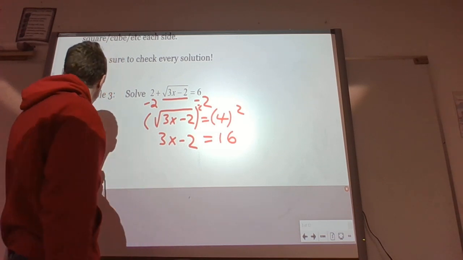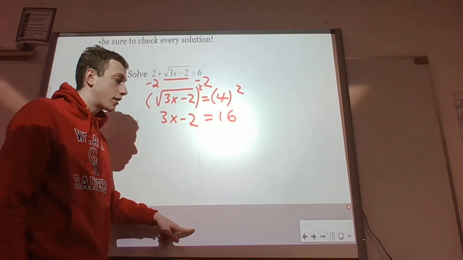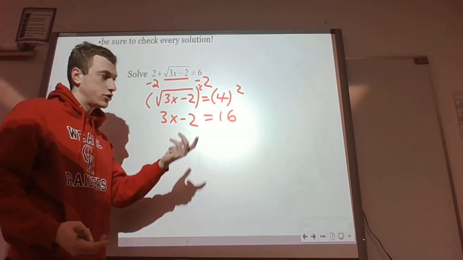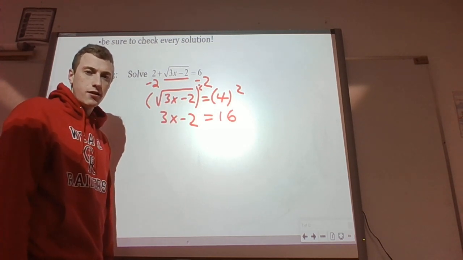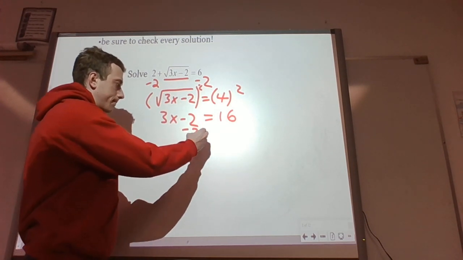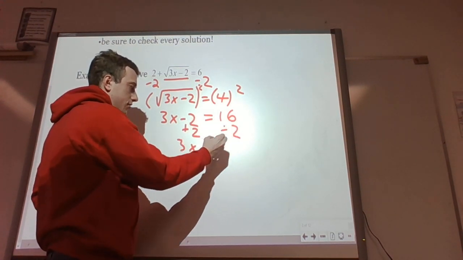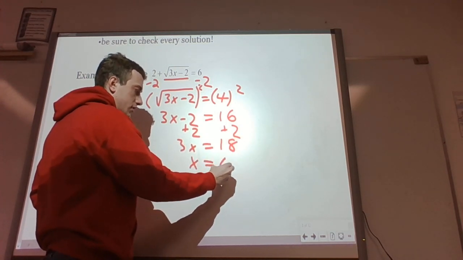From there we can just solve. We can solve using the techniques that we already know. So the only new thing here is just if you get that portion with the radical by itself, you know how to solve from there. So we'll get, I'll actually add 2, excuse me. 3x equals 18, so x equals 6.